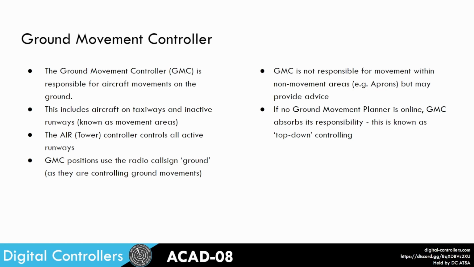So what is ground movement controlling? Well, the ground movement controller, or GMC, is responsible for the aircraft movements on the ground, as the name implies. So this will include aircraft that are on taxiways and inactive runways. However, the air controller, also known as tower, will control all of the active runways. The GMC positions will typically use the radio call sign ground, since they are controlling ground movements.